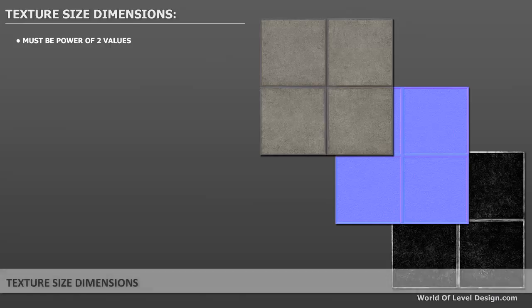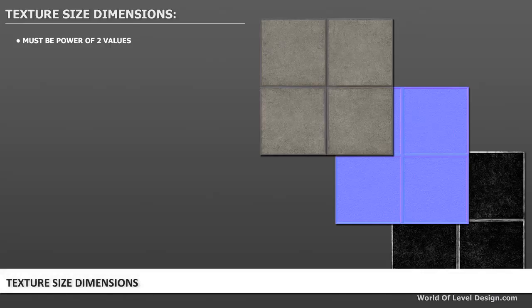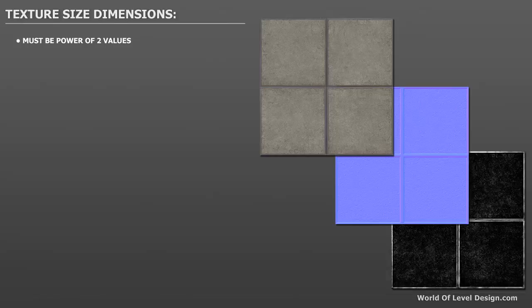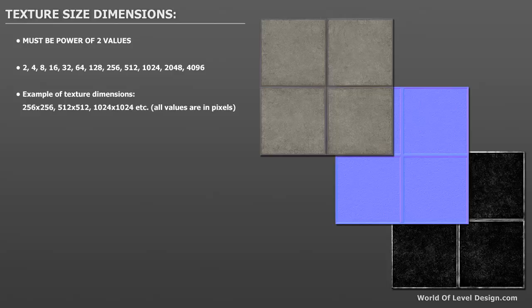Now before we continue, I want to cover the basics of texture size dimensions. You probably already know this, but just in case you don't, all of the textures that you create should be in the power of 2 values. Power of 2 values start from 2 and then go up to 4, 8, 16, 32, 64, 128, and so on, doubling each next value. So an example of texture dimensions would be 256 by 256 or 1024 by 1024. And all of these values are in pixels.